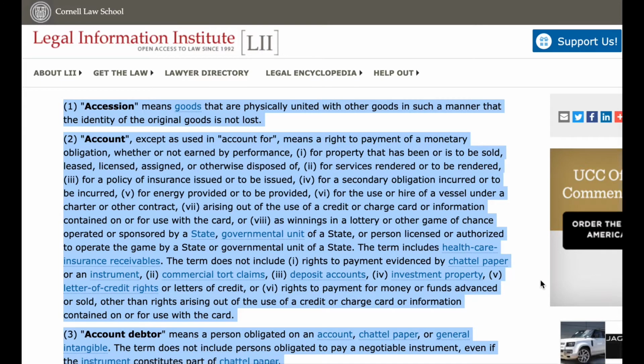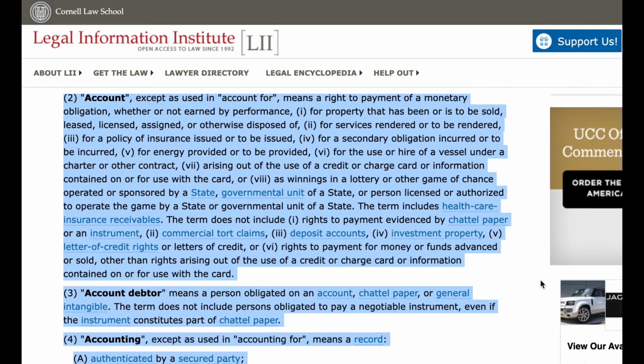ii. for services rendered or to be rendered; iii. for a policy of insurance issued or to be issued; iv. for a secondary obligation incurred or to be incurred; v. for energy provided or to be provided; vi. for the use or hire of a vessel under a charter or other contract; vii. arising out of the use of a credit or charge card or information contained on or for use with the card; or viii. as winnings in a lottery or other game of chance operated or sponsored by a state, governmental unit of a state, or person licensed or authorized to operate the game by a state or governmental unit of a state. The term includes healthcare insurance receivables.